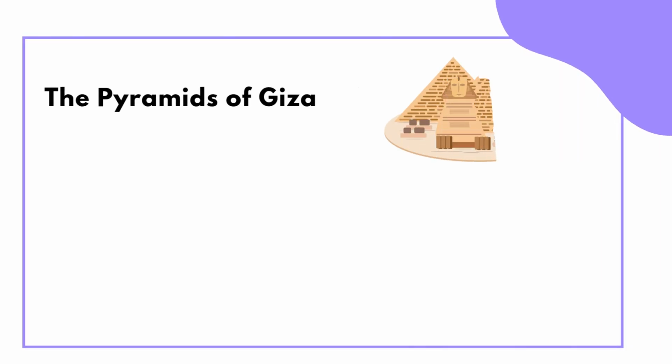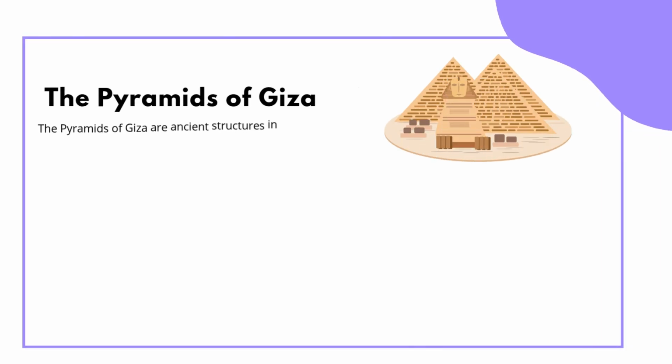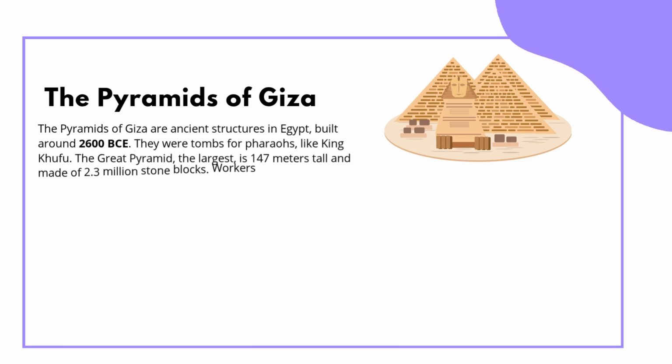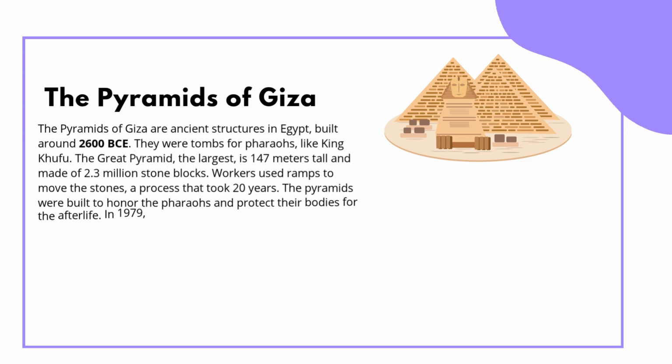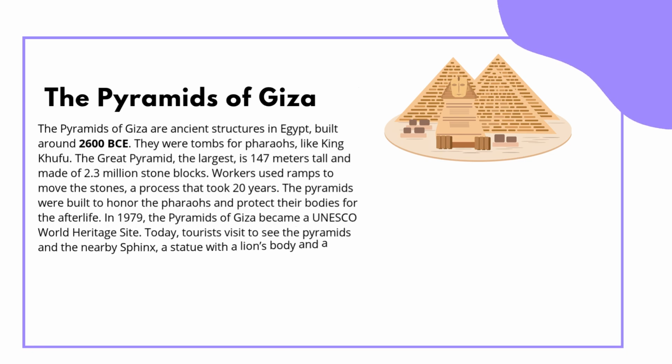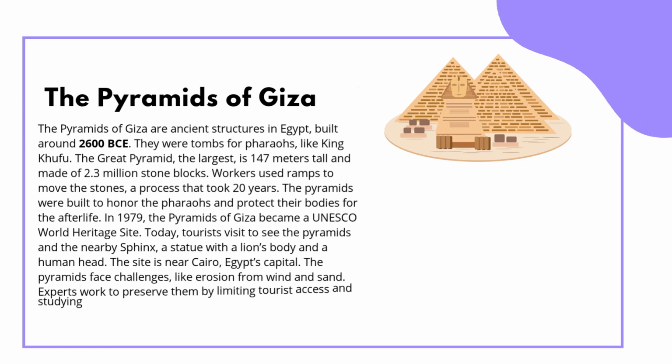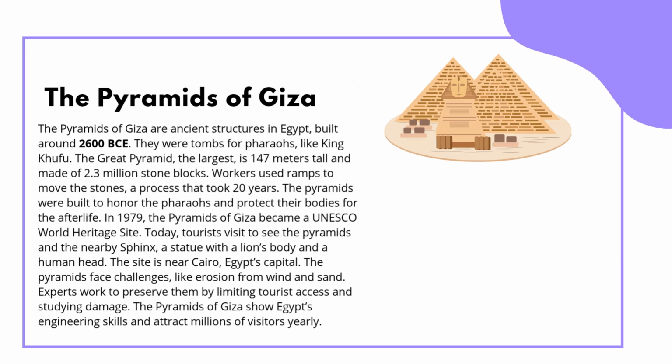Let's look at some examples. Here's our first example passage: the Pyramids of Giza. The Pyramids of Giza are ancient structures in Egypt, built around 2600 BCE. They were tombs for pharaohs, like King Khufu. The Great Pyramid, the largest, is 147 meters tall and made of 2.3 million stone blocks. Workers used ramps to move the stones, a process that took 20 years. The pyramids were built to honor the pharaohs and protect their bodies for the afterlife.